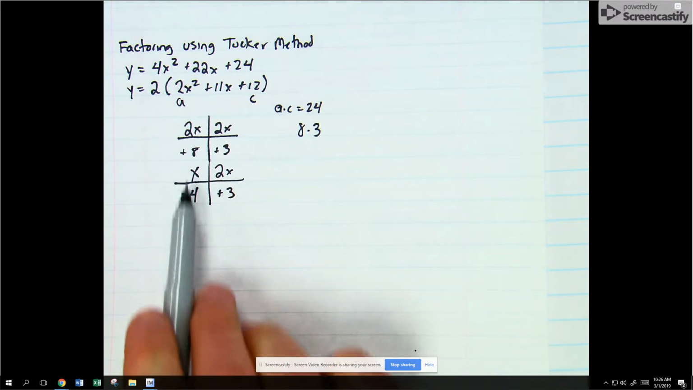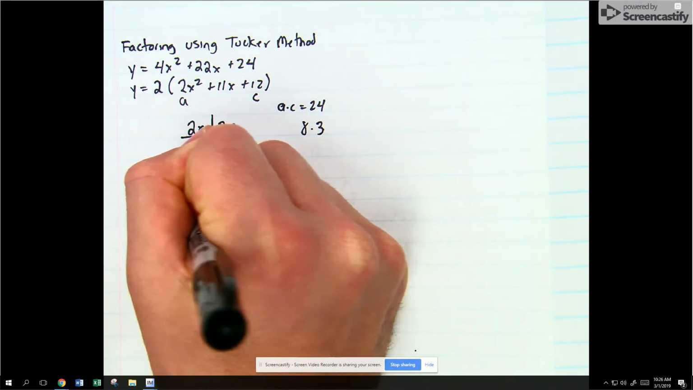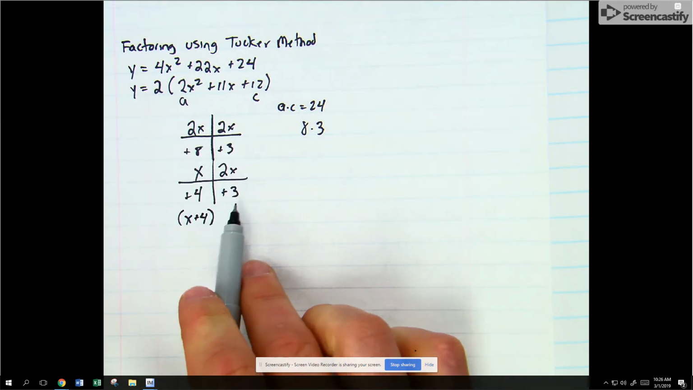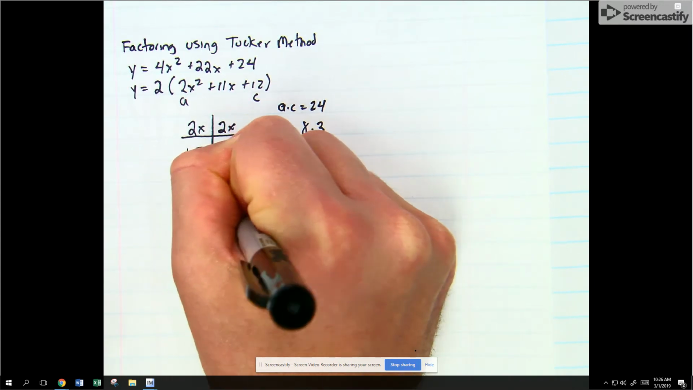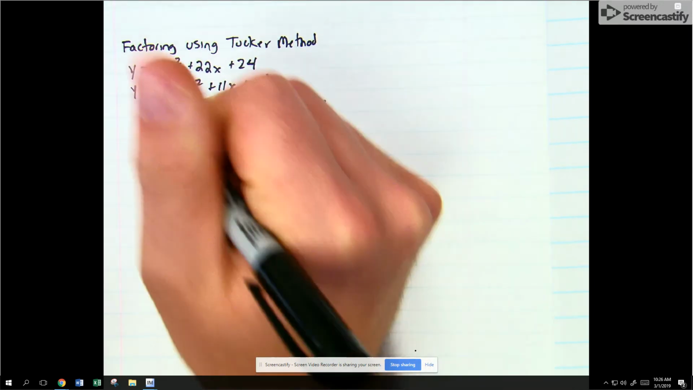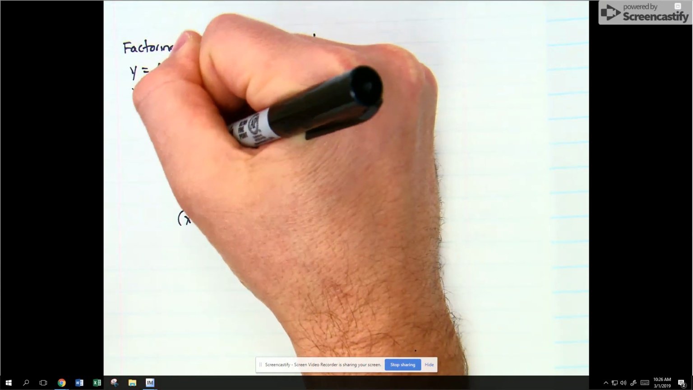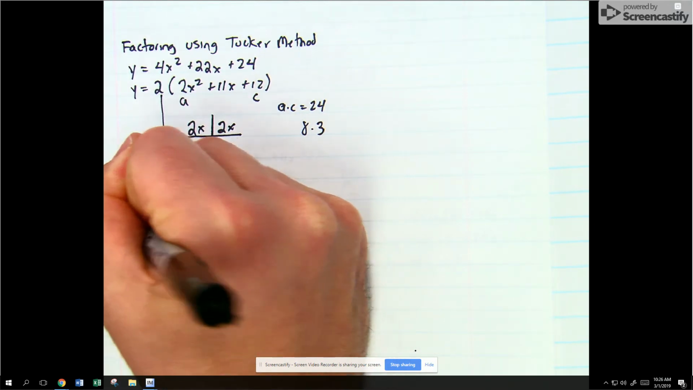Now these are your factors. You have x plus 4 here, and you have 2x plus 3 right there. Now one important thing to remember is we had a 2 at the very beginning. So we're going to want to bring the 2 all the way down and leave it on the outside.